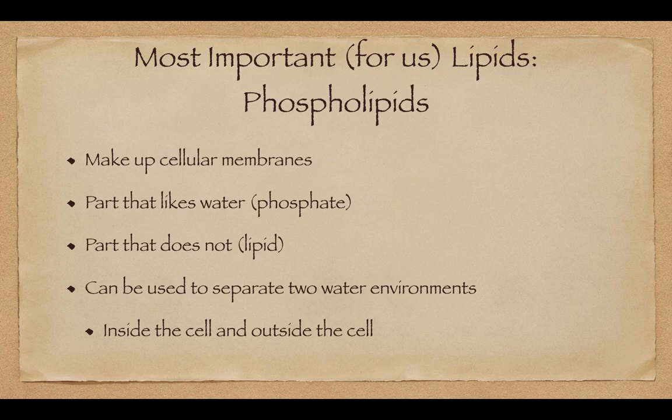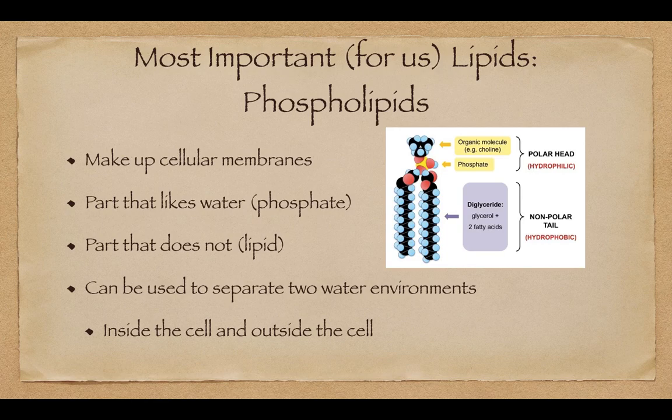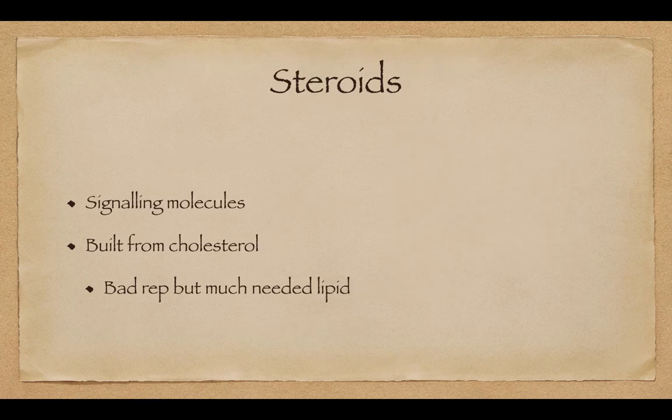But again, the most important lipid for us is actually the one called a phospholipid. This makes up cell membranes, makes up the vast majority of cell membranes. It has 2 parts: a part that likes water, that's the phosphate group, and a part that doesn't like water, that's the lipid group. And that type of molecule can be used to separate 2 water environments, for instance, the inside of the cell from the outside of the cell. So we have a water-liking hydrophilic polar head and 2 nonpolar hydrophobic tails.